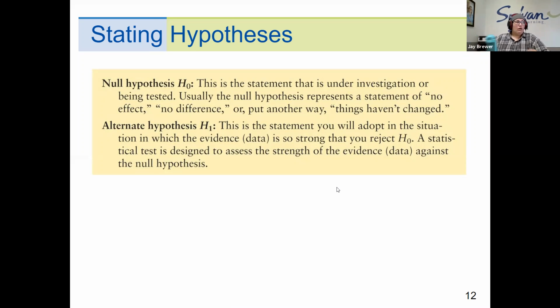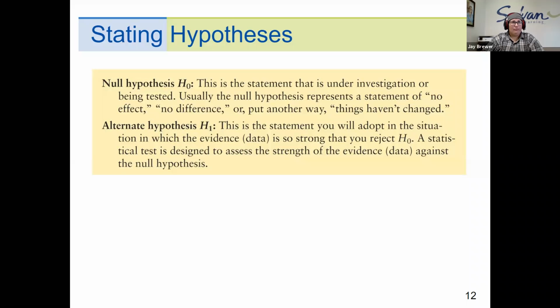So here you will want to pause the video and take down these definitions. Okay, so the null hypothesis, typically written as H sub 0. This is the statement that is under investigation or being tested. Usually the null hypothesis represents a statement of no effect, no difference, or in other words, things haven't changed.